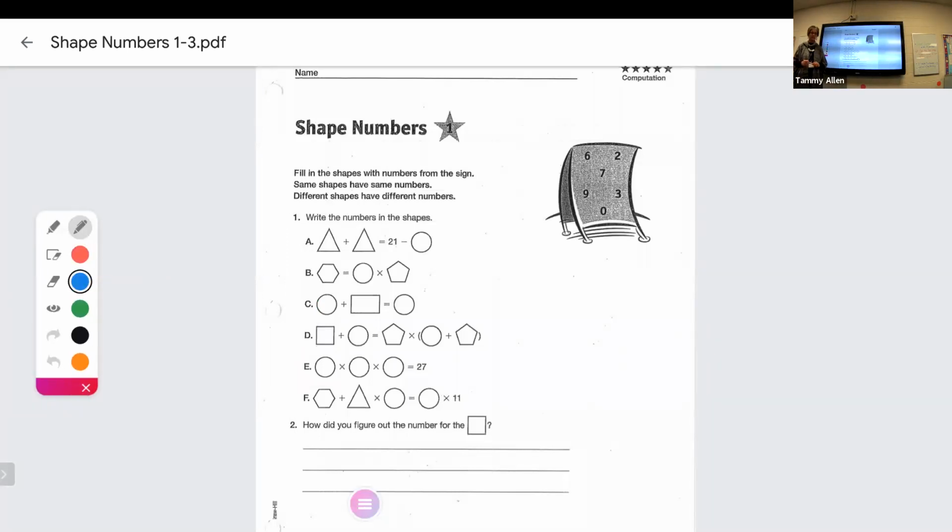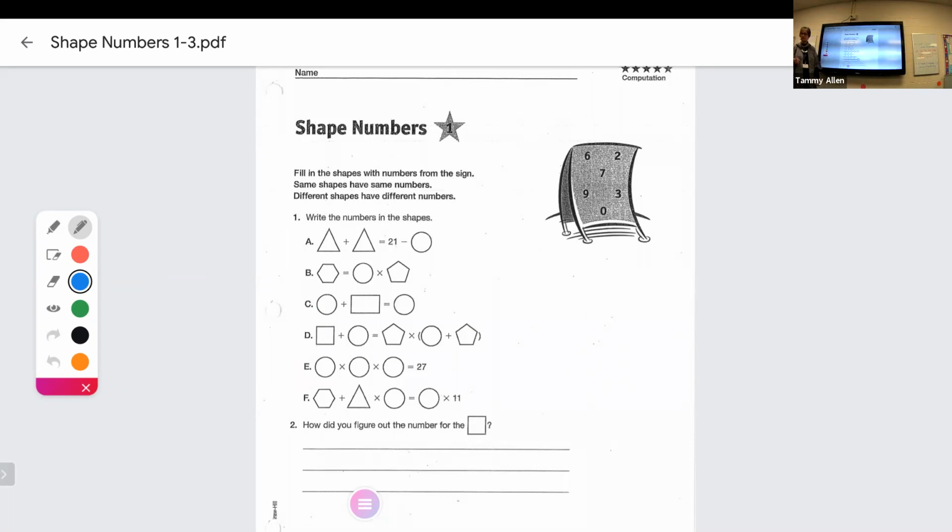And with our shape numbers, we will be using the numbers from the billboard here. By reading the directions, we're filling in the shapes with some of those numbers. Same shapes have the same numbers. Different shapes then have a different number. So once you designate a circle as a 2, all circles are 2s, but then the 2 can't be used for any other shape. Does that make sense?